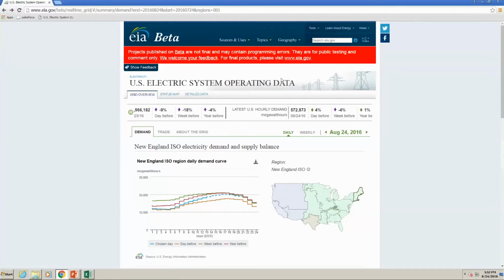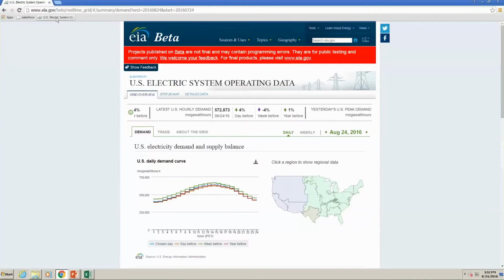All right, so what I'm going to do is reload the page just to make sure that we're looking at the right particular time, and then move to the second page of the 3 that make up the tool.